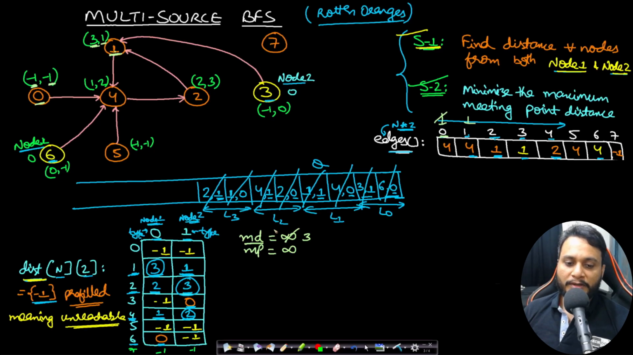And since I have got a lower distance value, where did I get it? I got it at 1. So that is why I will be updating the meeting point to be 1. Okay, so this is the idea.